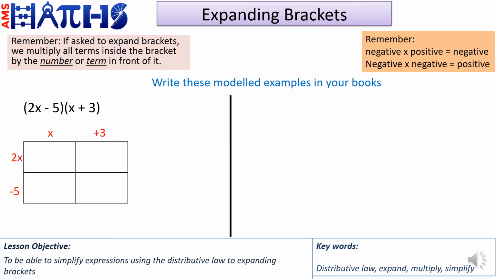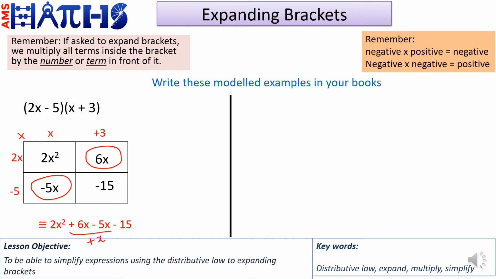Okay, so we need to multiply the two brackets. When you multiply, you would have gotten 2x squared, 6x, minus 5x and minus 15 in the boxes, which I've now written below. And then we check for our terms in x. So we have 6x and we have minus 5x, so we can combine those two terms to get just a positive 1x. And so our final answer is going to be 2x squared plus x minus 15.